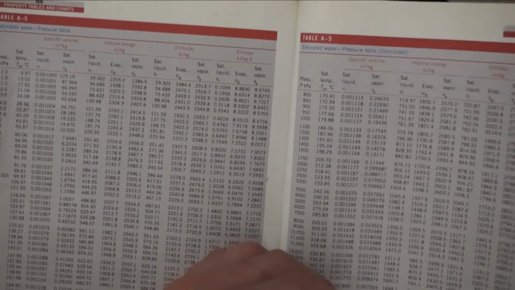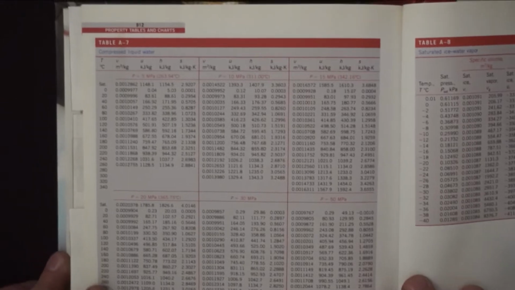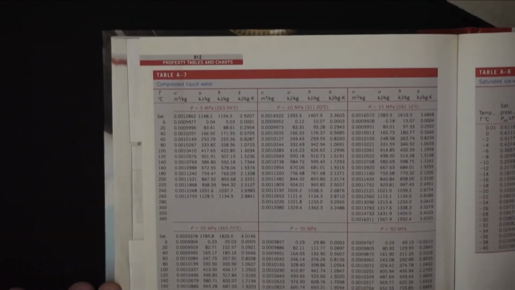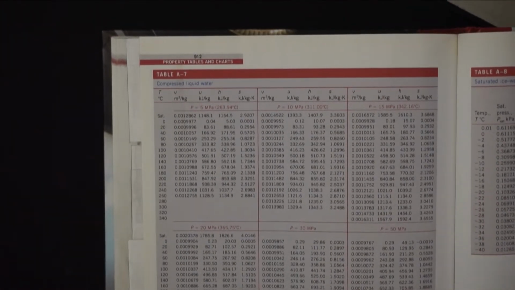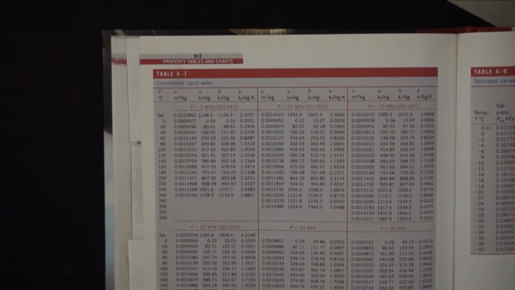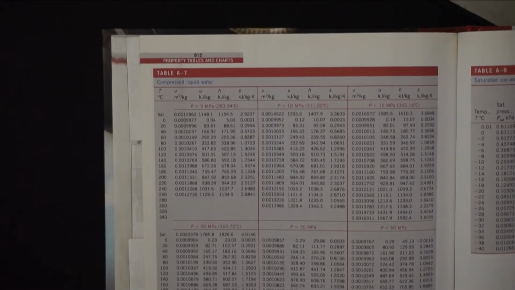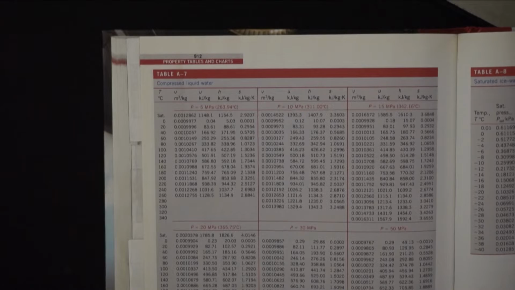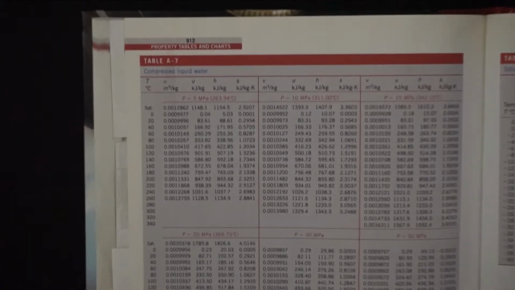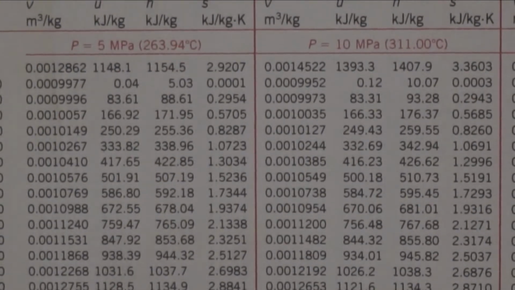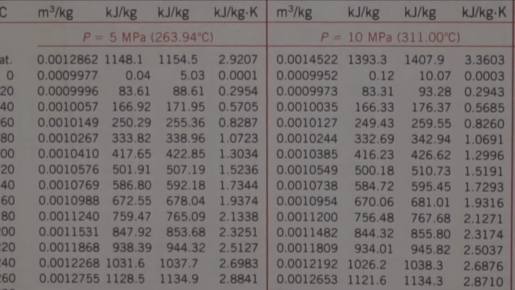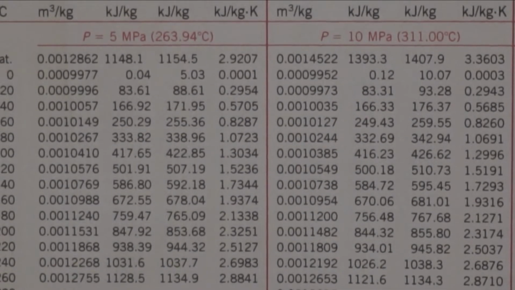We figured out the state. It's compressed liquid. So what we do is we go over to the compressed liquid or compressed water table, and we look at the one for 4 kPa, which is 0.004 megapascals. Well, you'll notice it doesn't go below 5,000 kPa, and we're at 4.